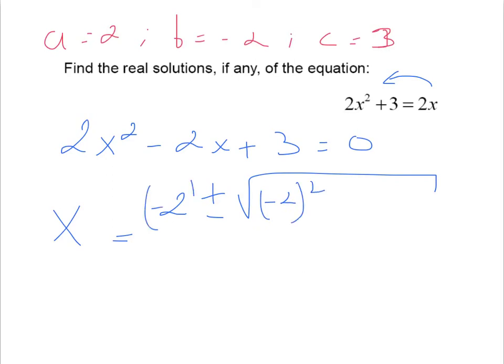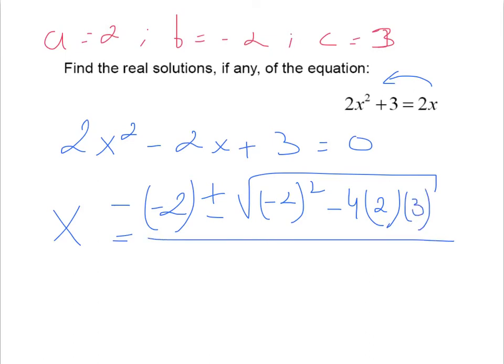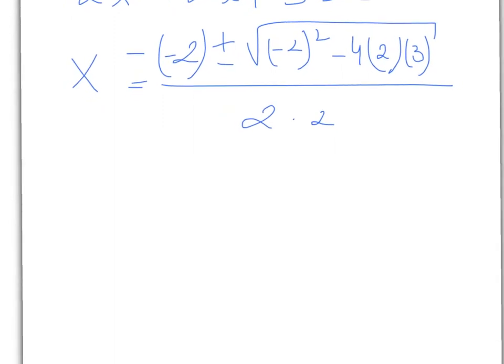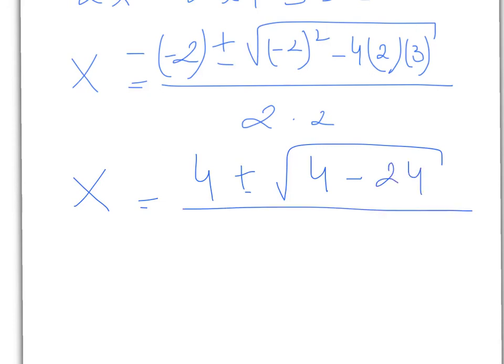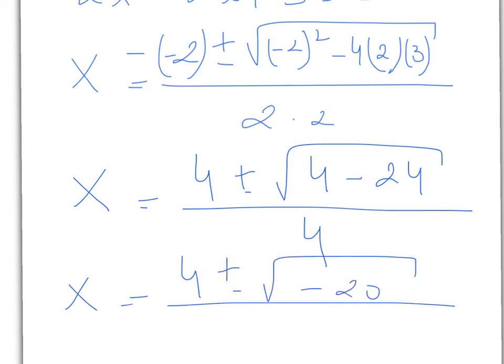So x equals minus b, which will be 2, because negative and negative is positive, plus or minus the square root of b squared, which is negative 2 squared. Okay, let's do it slowly. So b squared minus 4ac, 4 times 2 times 3, over 2 times 2. So we got x equals 2 plus or minus the square root of 4 minus 24, over 4.